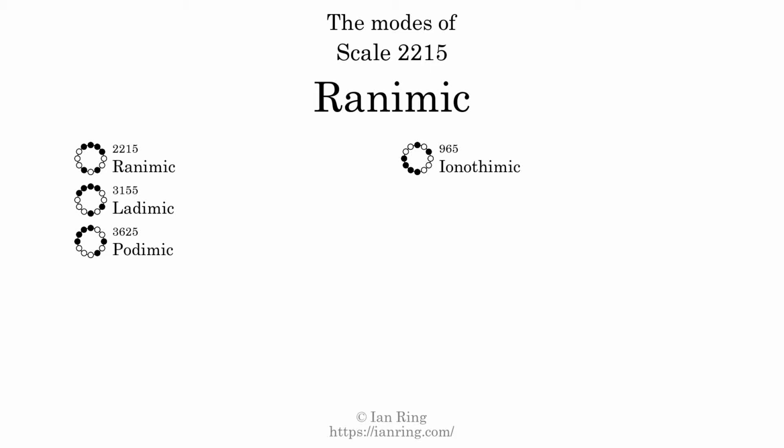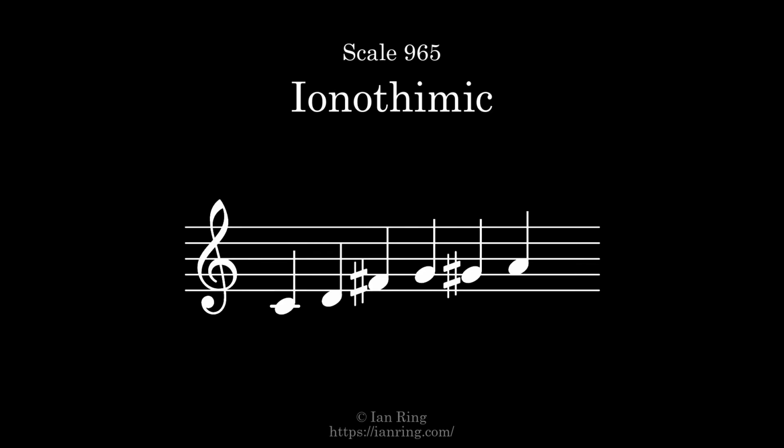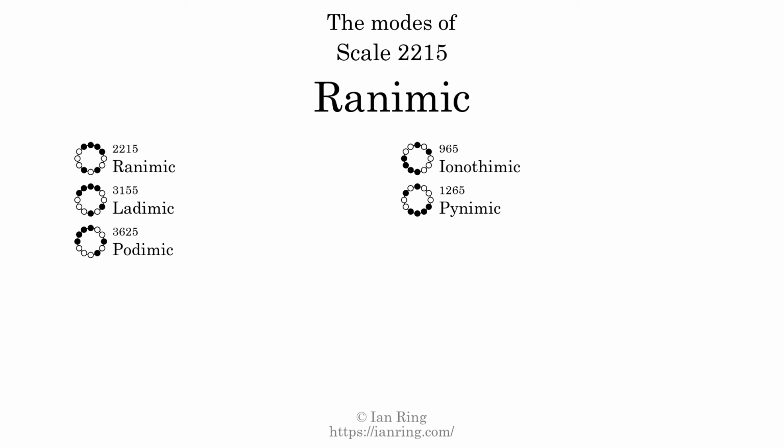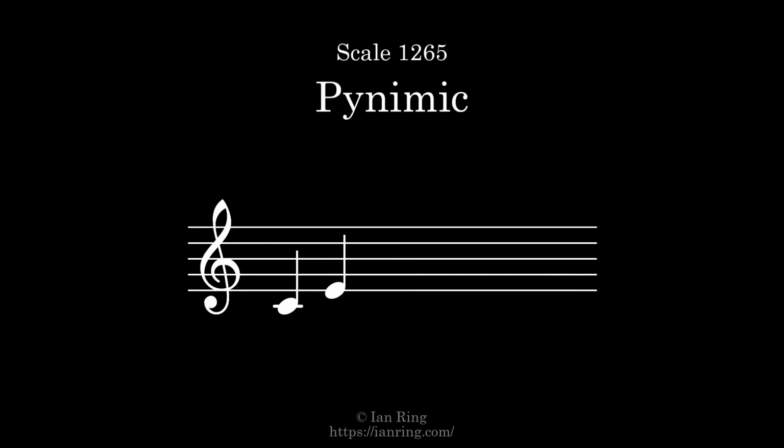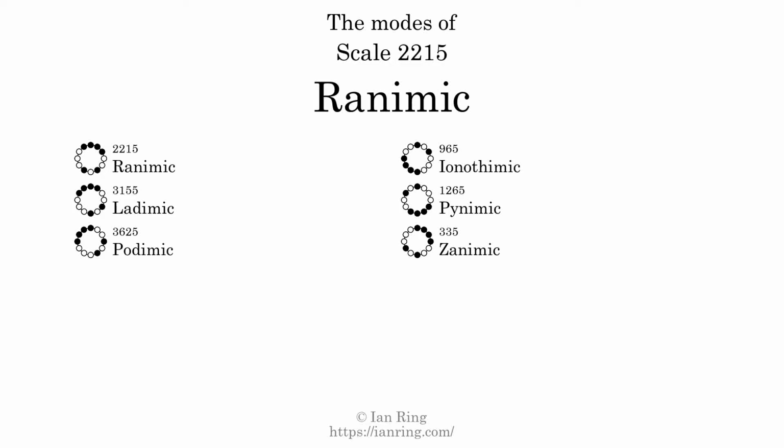The fourth mode is scale 965, also known as Untitled. It sounds like this. The fifth mode is scale 1265, also known as Ranimic. It sounds like this. The sixth and last mode is scale 335. Also known as Ranimic. It sounds like this.